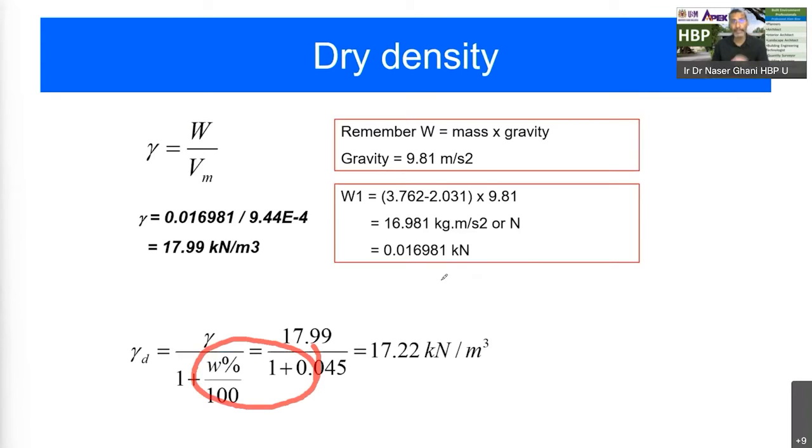And then dry density. Okay, dry density in the lab. We're talking about the lab now. Dry density in the lab is, first we need to find the bulk density, which is the weight divided by volume. The volume in the lab is straightforward, because this is the volume of the mold. We know the mold volume, we can measure the diameter and the height, and we get the volume.